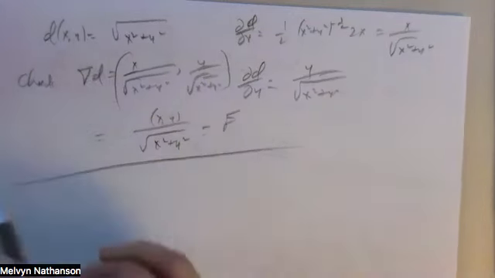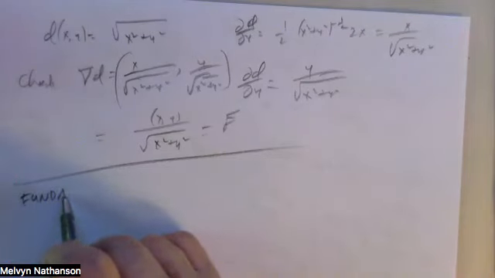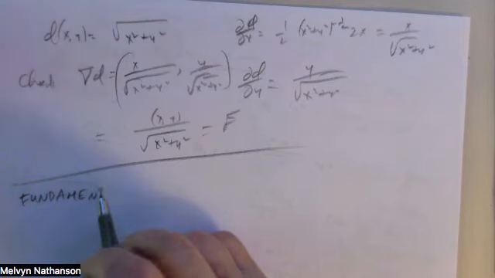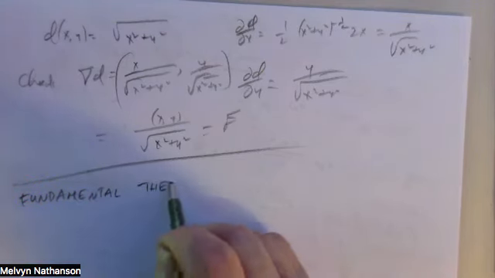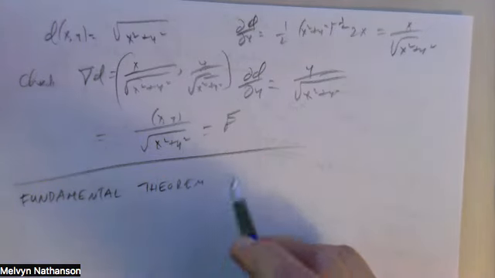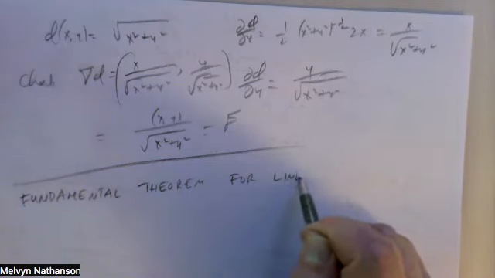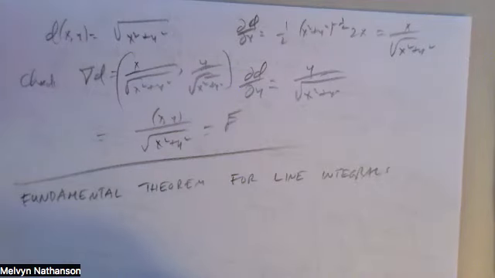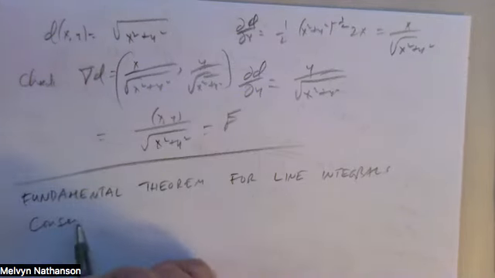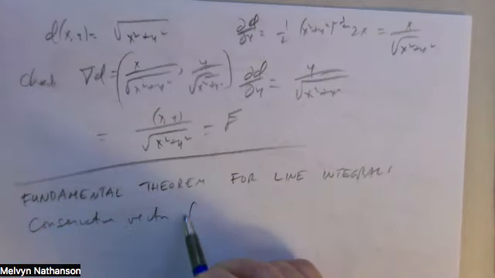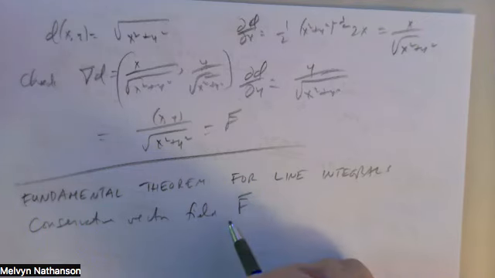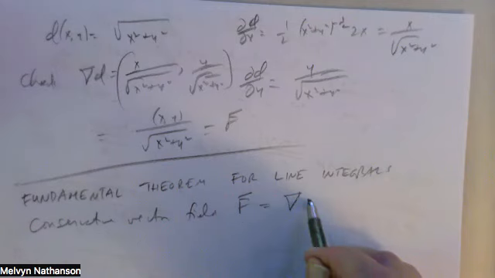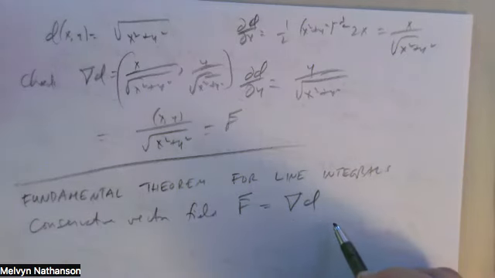Now, just as there's a fundamental theorem of calculus in Math 175, 176, the functions of one variable, there is a fundamental theorem for line integrals. And it says the following. Suppose we have a conservative vector field f, which means it's the gradient of some scalar function phi, where phi is differentiable and really nice.